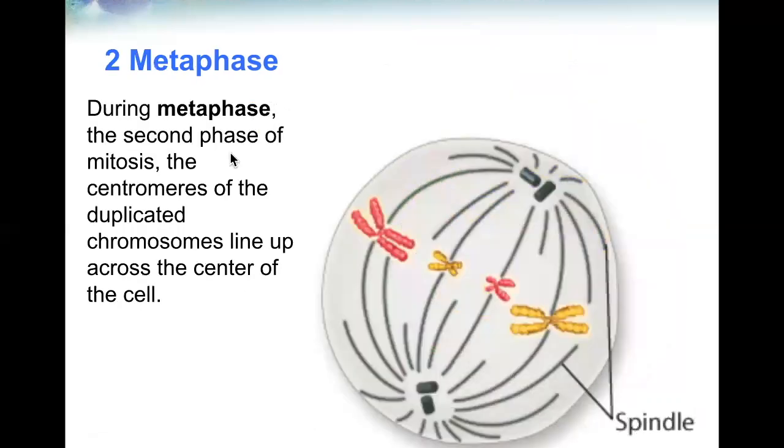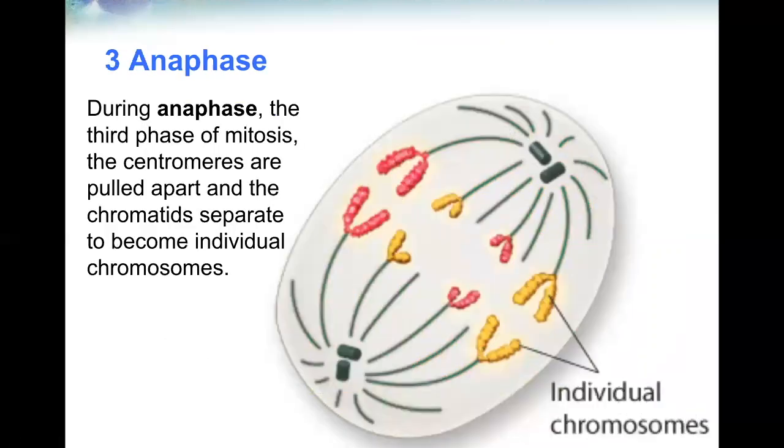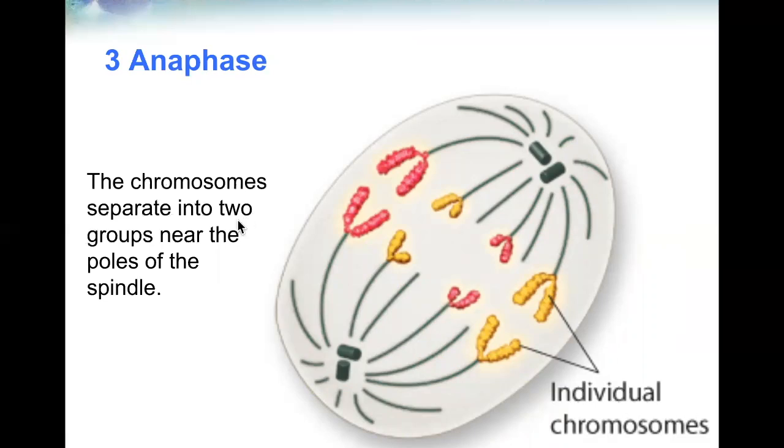During metaphase, the second phase of mitosis, the centromeres of the duplicated chromosomes line up across the center of the cell. The spindle fibers connect the centromere of each chromosome to the two poles of the spindle. During anaphase, the third phase of mitosis, the centromeres are pulled apart and the chromatids separate to become individual chromosomes. Chromosomes separate into two groups near the poles of the spindle.